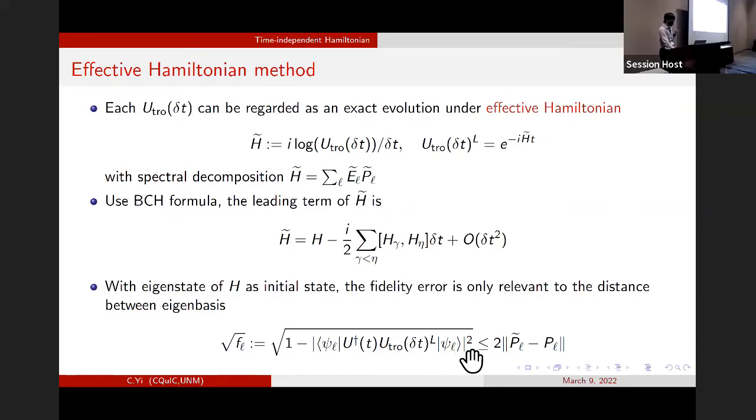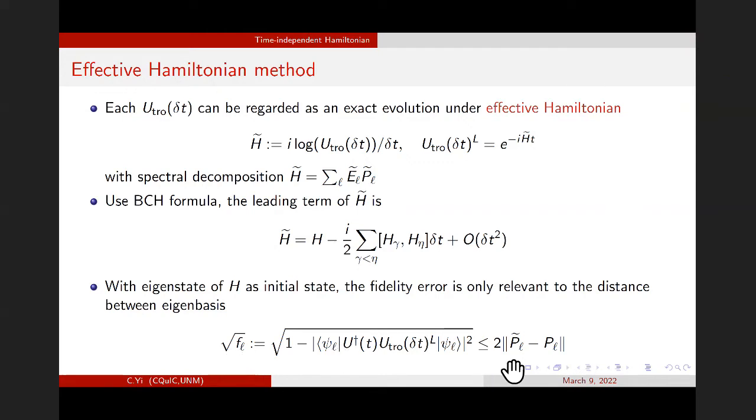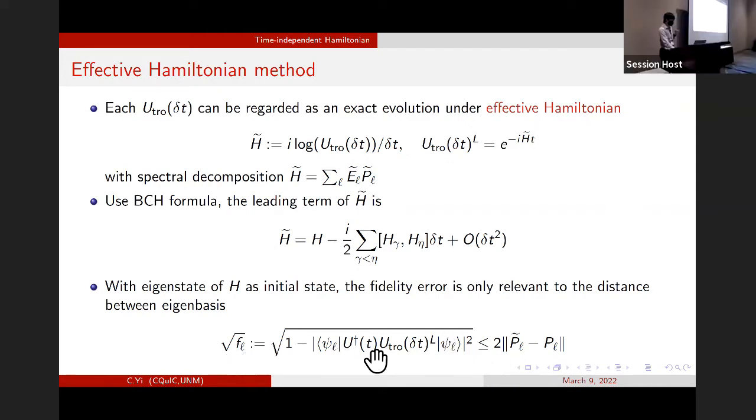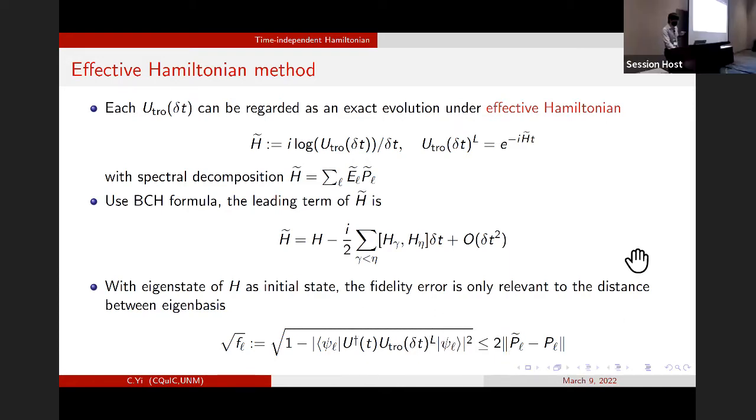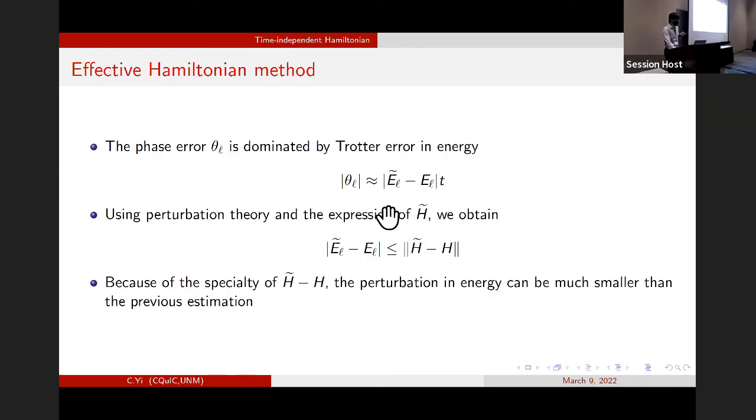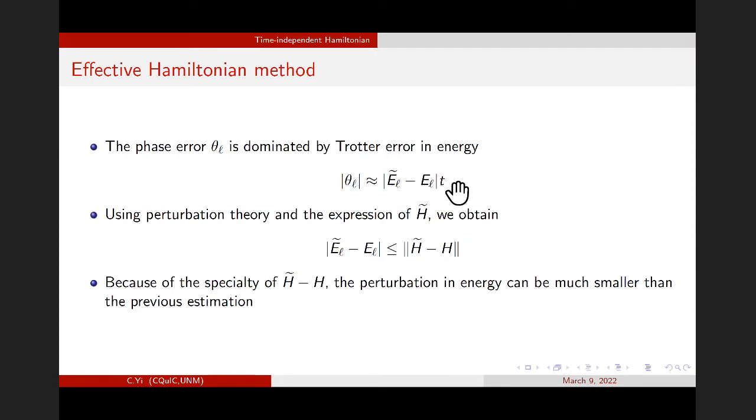Suppose our initial state is an eigenstate of H. We first project the state into the effective eigenstate of the effective Hamiltonian, which is also an eigenstate of this digital evolution operator. Then after the evolution, we project the state back to the original eigenbasis. As you can see, in this entire process, the fidelity error only comes from the first procedure and the last procedure. It can be irrelevant to how long the evolution is. It's only relevant to the deviation in eigenbasis. And on the other hand, the phase error is relevant to the Trotter error in energy times the simulation time.